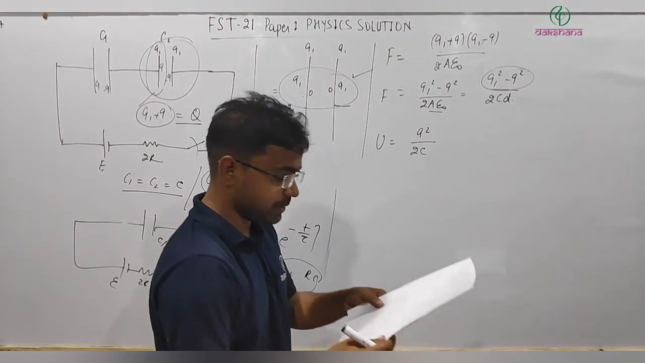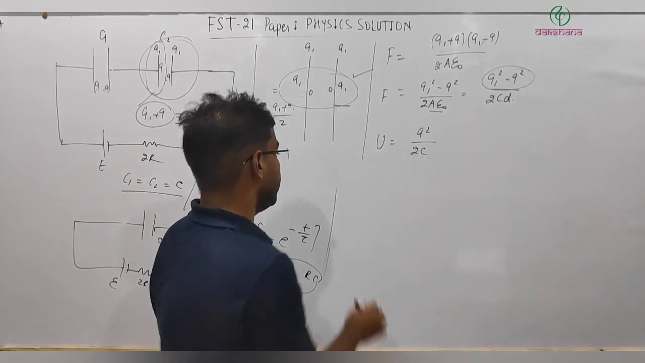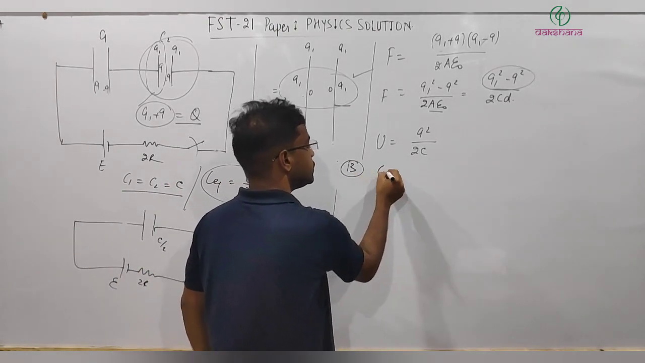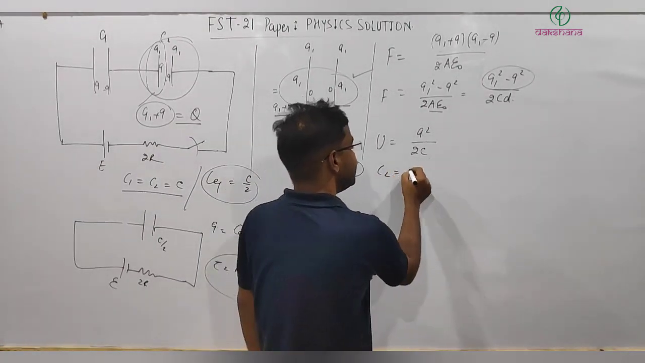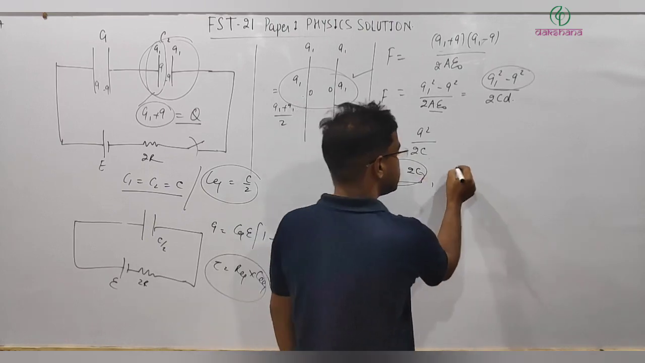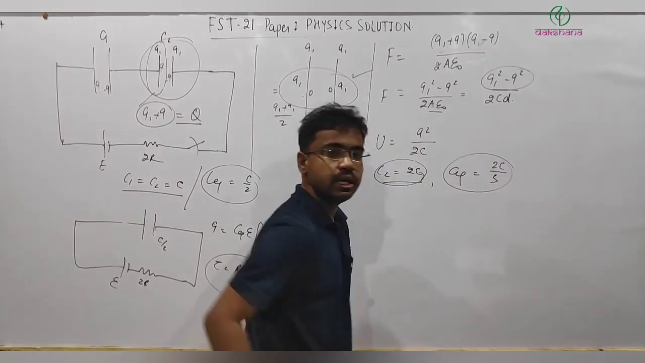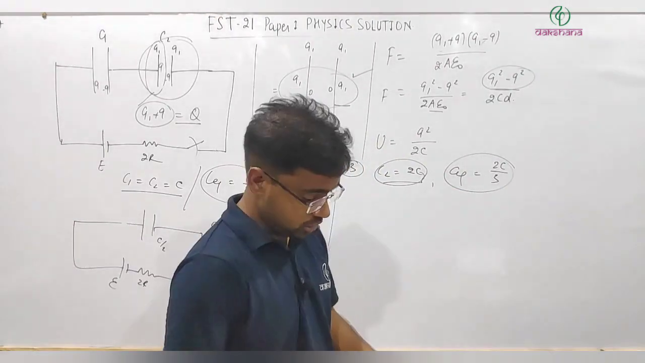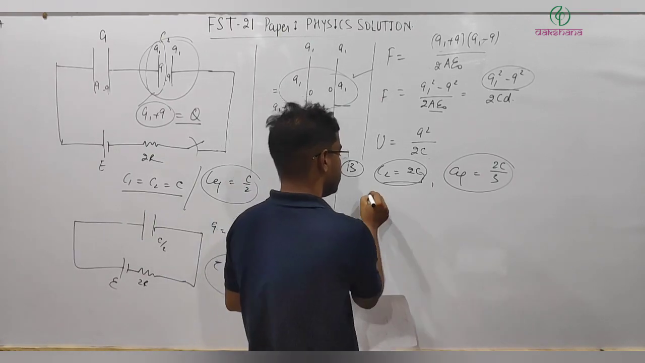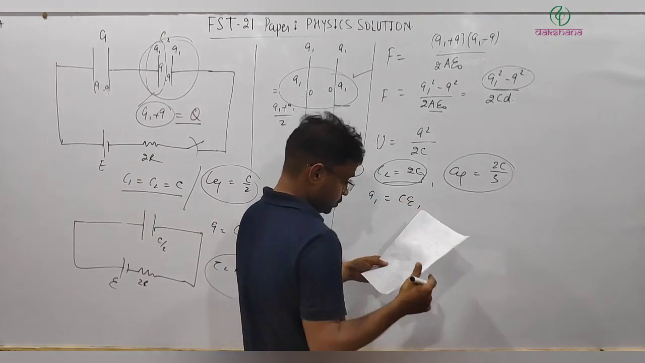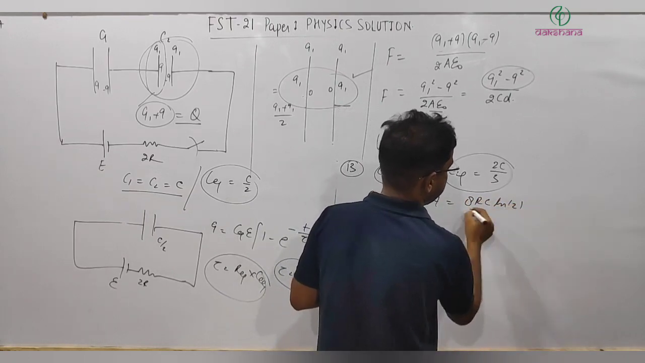So in this situation, C2 is completely filled with dielectric of dielectric constant 2. So in question 13, C2 will become basically 2C. Then in this situation, C equivalent will become 2C divided by 3. This is the C equivalent that is changing, so because of that, things will change. Q1 is mentioned as CE, and the time is given as 8 RC ln 2 divided by 3.